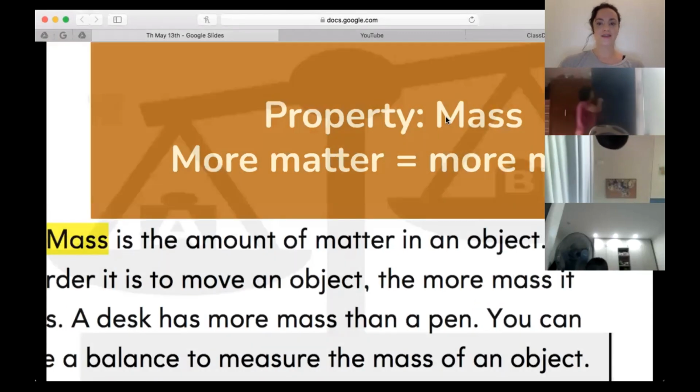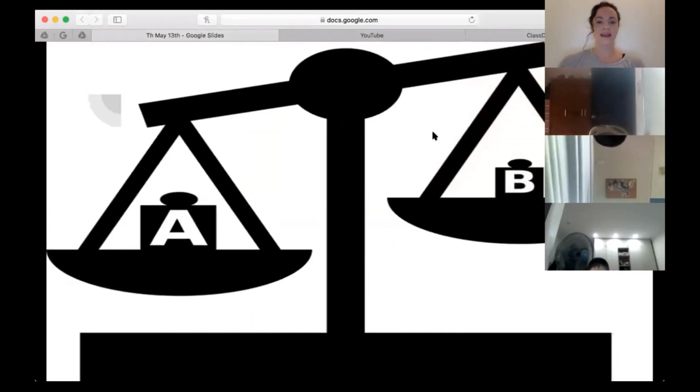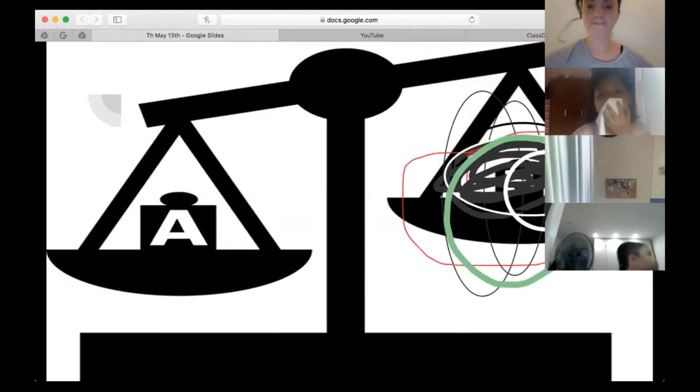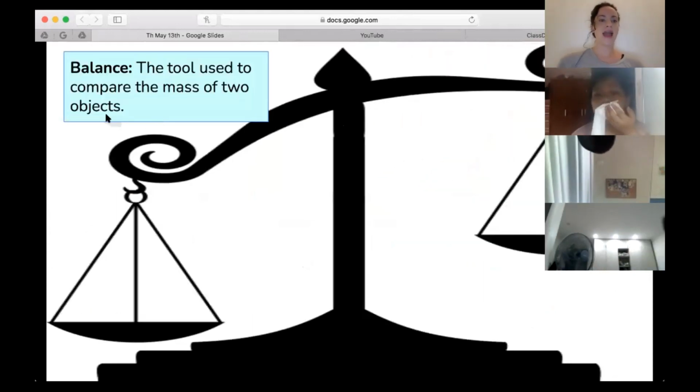All right, so this is what Milk was talking about. Everyone, please circle the side that has less mass. Please circle the side that has less mass. Very good job, guys.